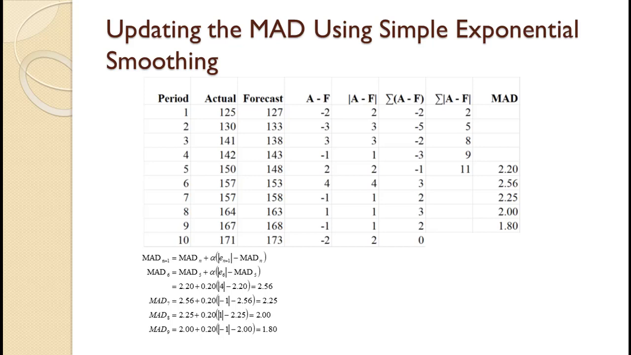That equals 1.80. Finally, for period 10, the updated MAD equals 1.80 plus 0.20 times the quantity, the absolute value of negative 2 minus 1.80. That equals 1.84.